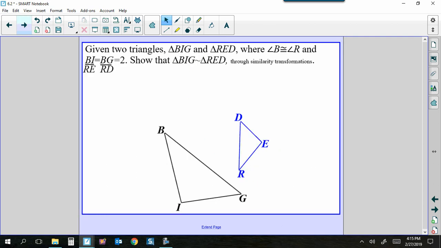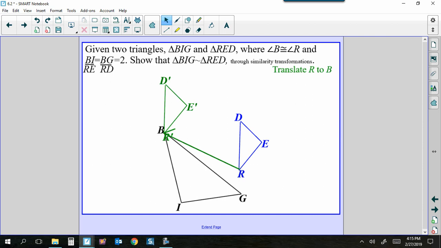And we're going to do similar things on the next two problems. We are going to take triangle RED and map it onto triangle BIG. So I'm going to start the same way. I'm going to take point R and map it to point B because those are the first two letters in our triangle names. And if I translate it along this vector, D is going to translate in a parallel, congruent manner, and so is E.